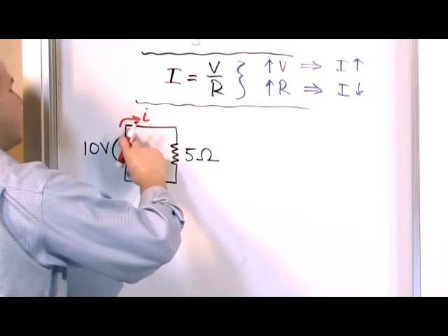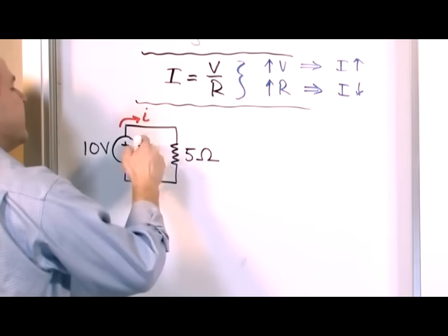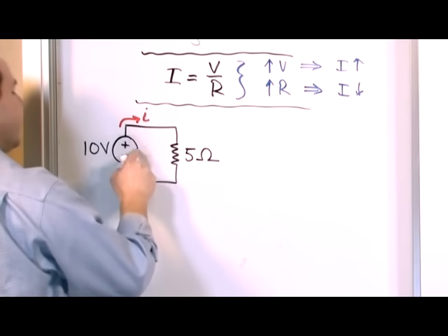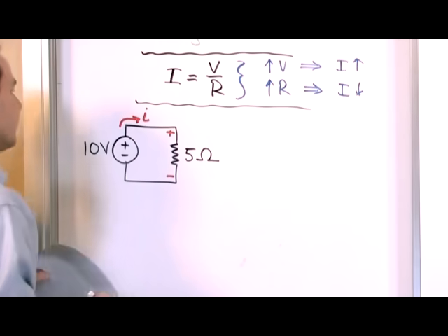Because we have connected this battery up directly to the terminals of this resistor, then this voltage that's here, plus and minus, is also present across the resistor.